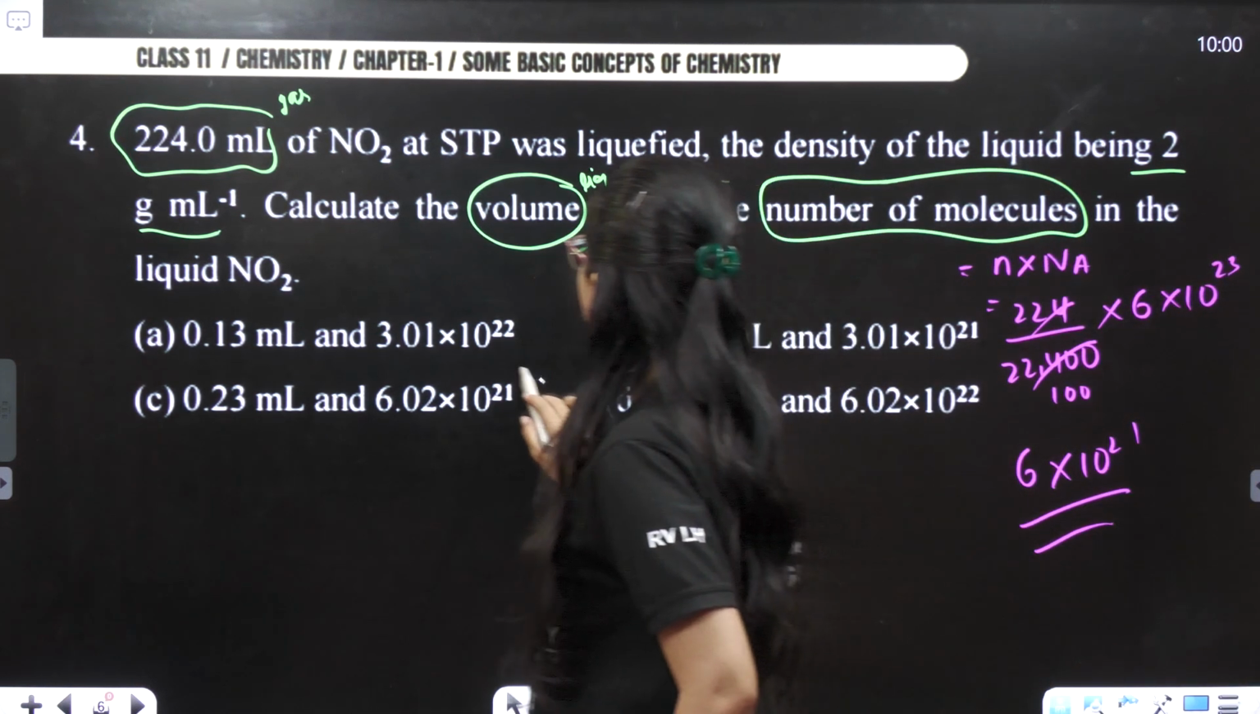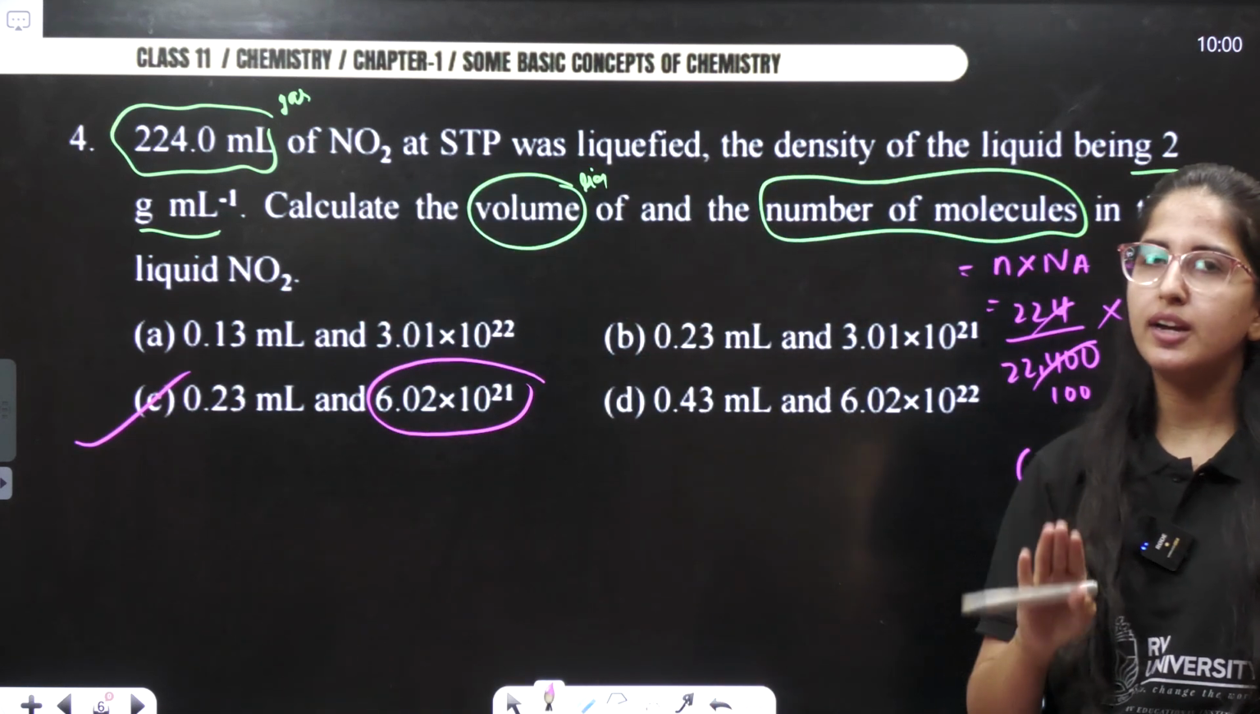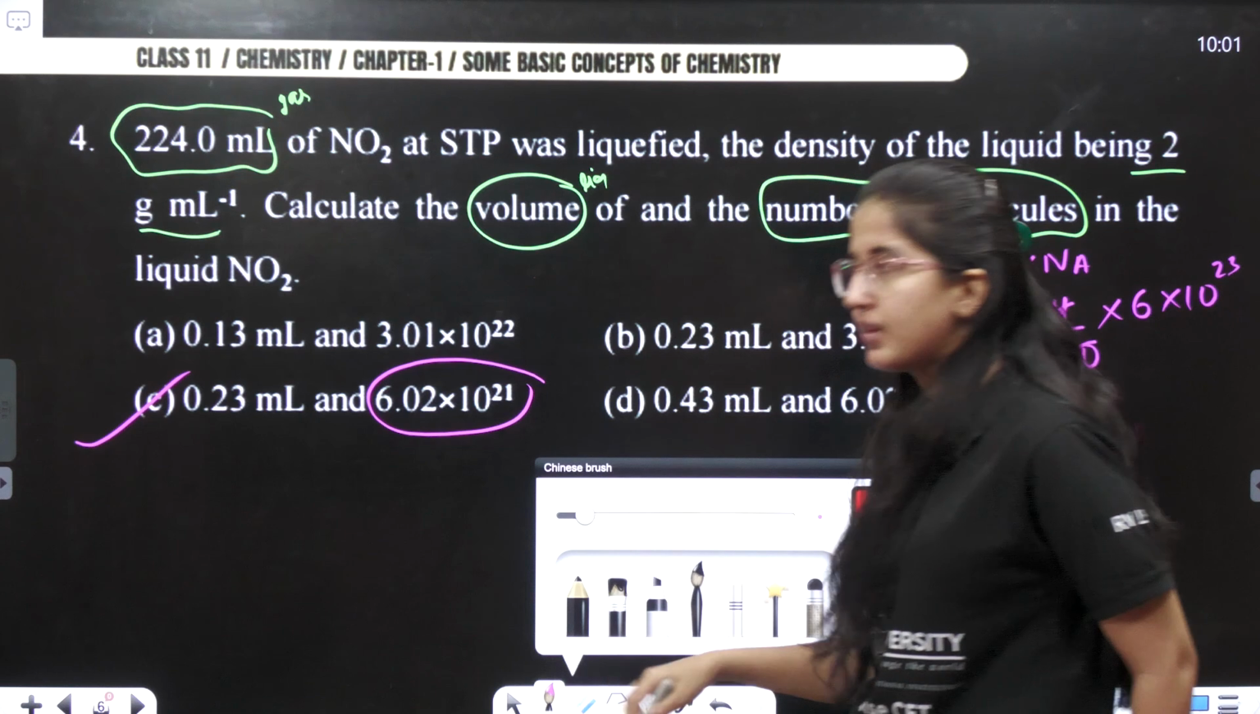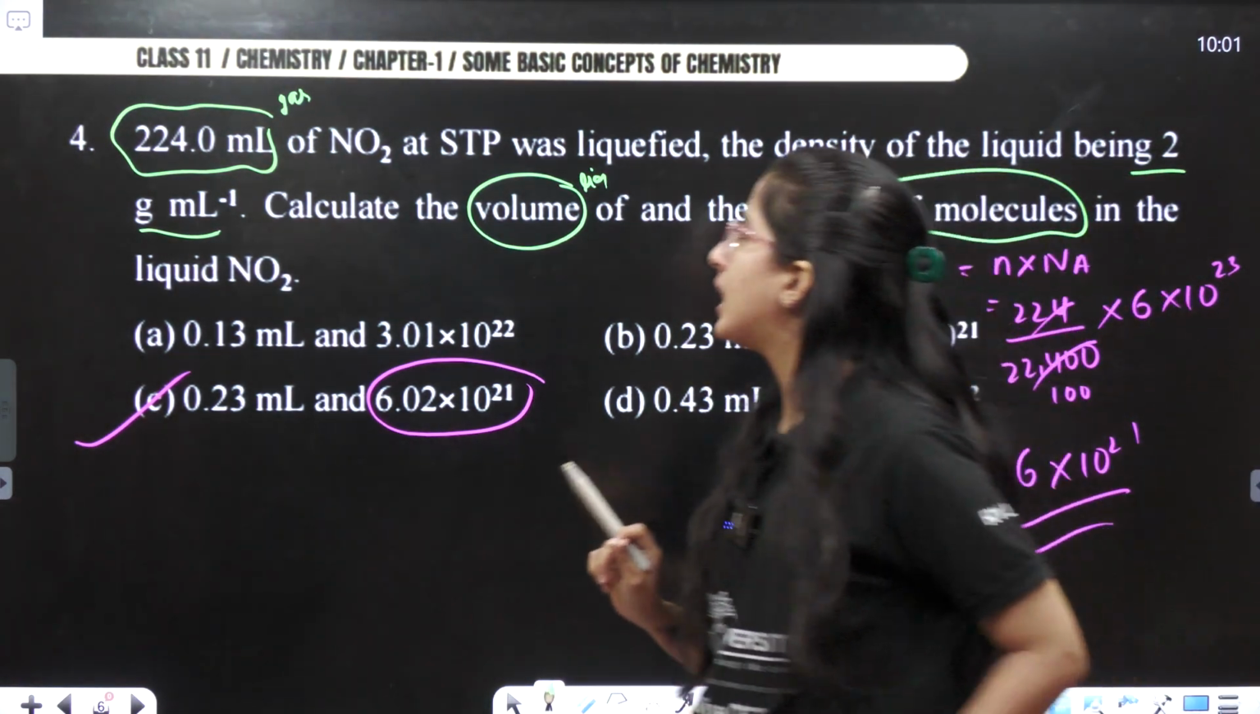So which option did you have? Option number C. Clearly, option number C was your correct option. You need not have done further problem solving or calculation, but still we will do it now.